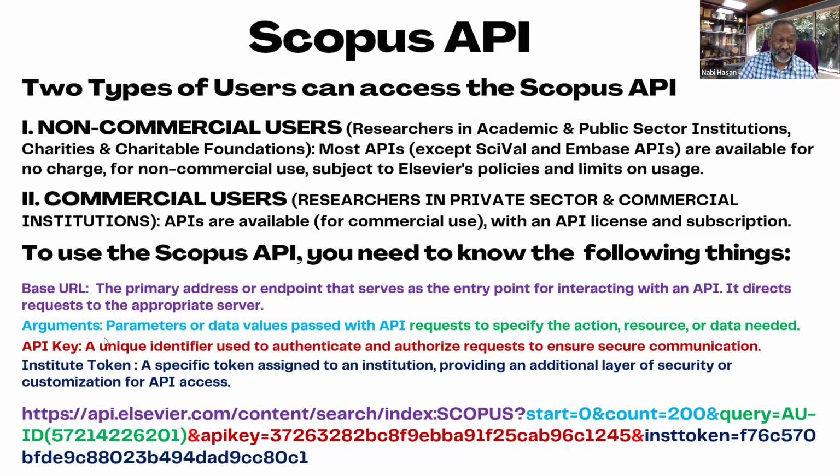Then you need to understand the argument, the parameters or data values passed with the API. Then you need to understand the request to specify the action. You need to have one API key and then an institutional token. If you are able to make this type of search strategy with the help of the base URL, then the argument, then the request, and then the API key, and finally the token, you will have all the data with you using the Scopus API.